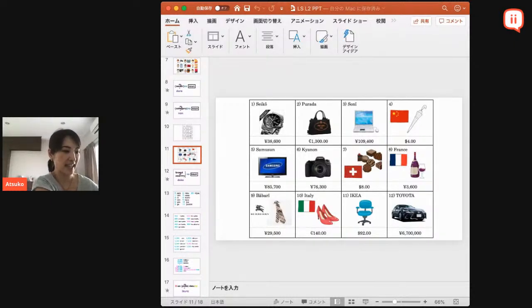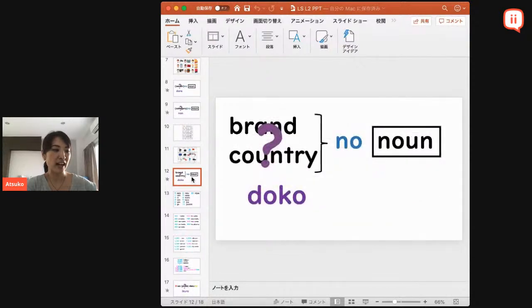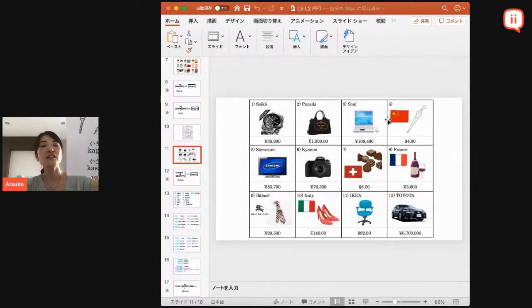Okay, to ask the country of origin, we can use the same question. Umbrella is casa in Japanese. Please make a question. これはどこの傘ですか？中国の傘です。Or just 中国のです。Okay, I'll ask you, so please answer in Japanese. Number five. これはどこのテレビですか？Answer is Samsung のです。Number six. これはどこのカメラですか？Canon のです。Number seven. これはどこのチョコレートですか？スイスのです。Number eight.